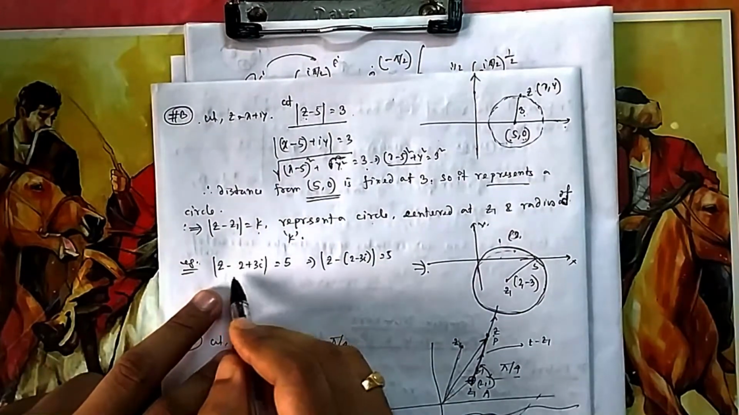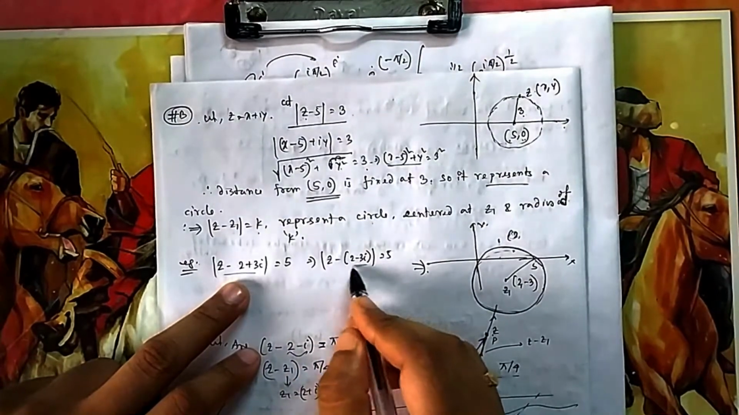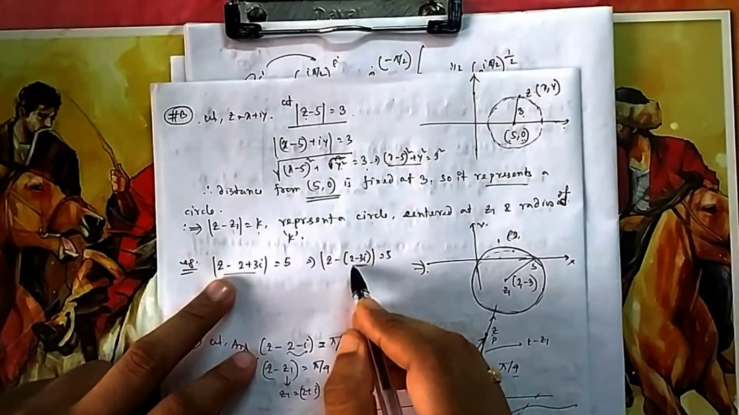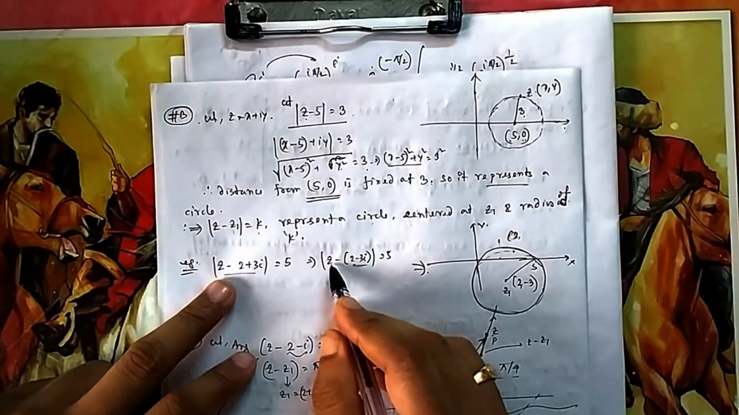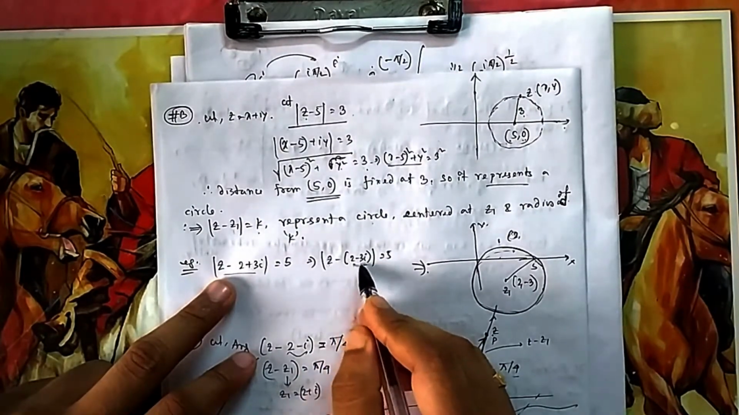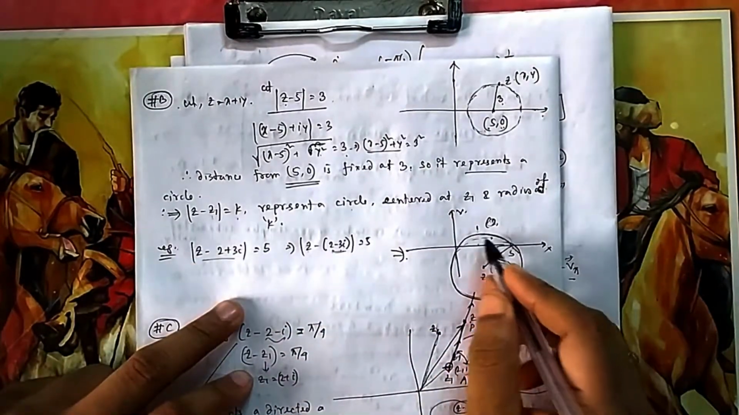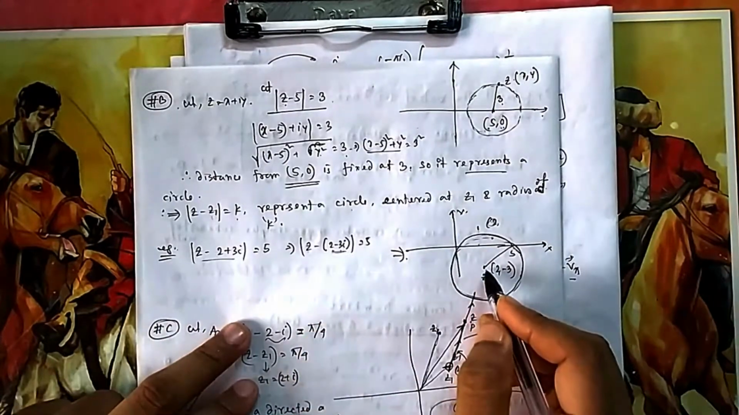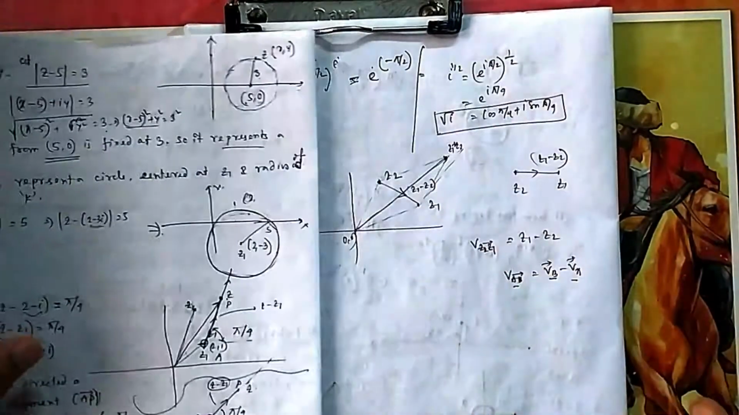Suppose we have one example I have shown you, z minus 2 plus 3i. You can write it as z minus 2 minus 3i, because this should be minus z1. That means the distance of z from the point 2 comma minus 3 is always fixed at 5. So it is representing a circle whose center is 2 comma minus 3, and radius is 5.